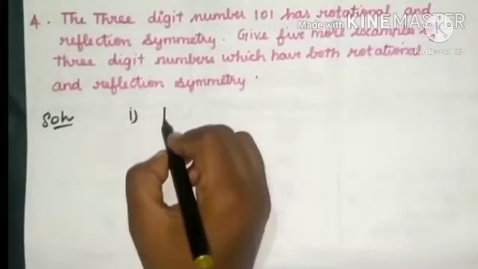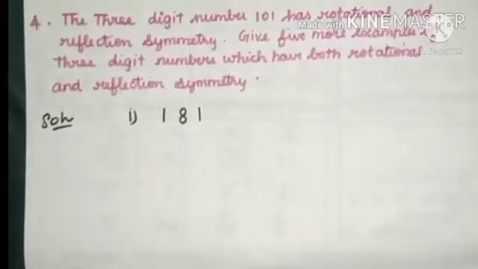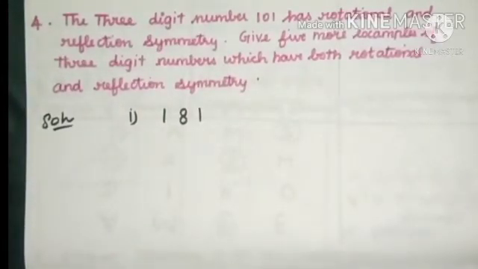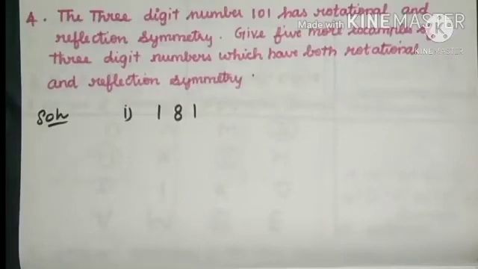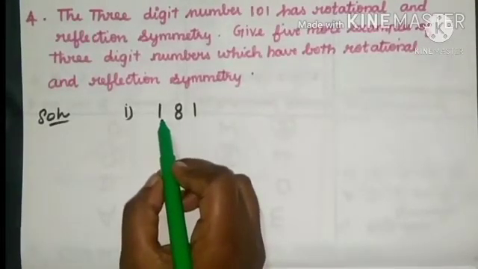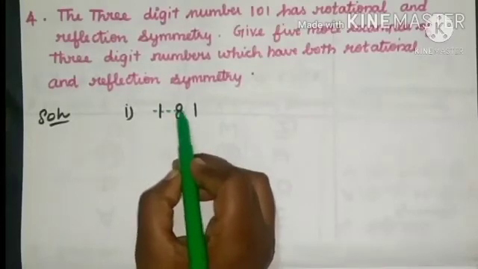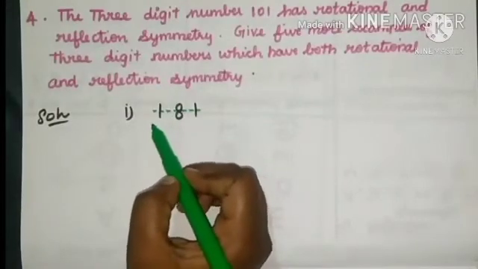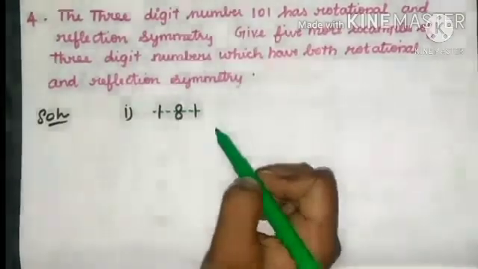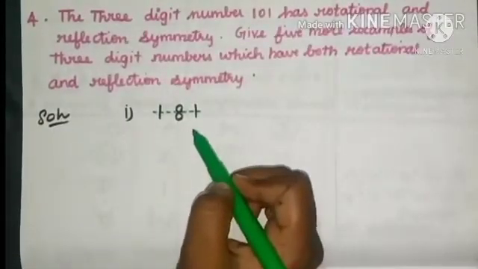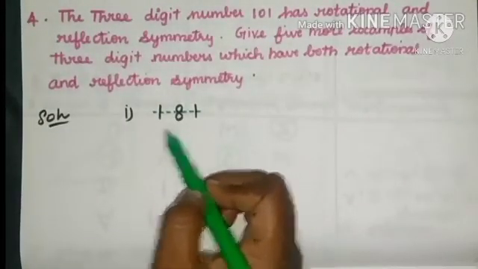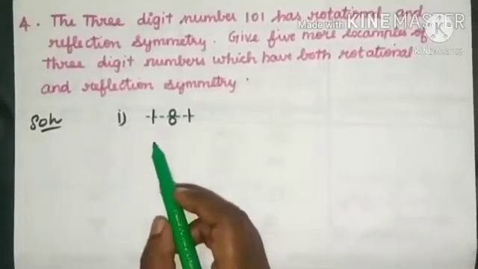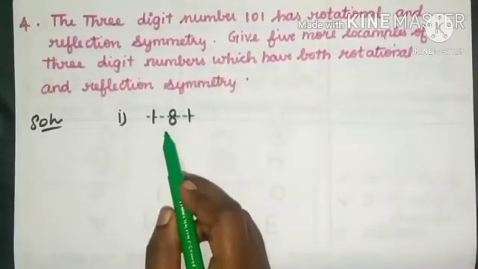The number 181. Students, as you already know, if it has a line of symmetry it has a reflection symmetry. Now let's check whether the number has a line of symmetry or not. See, if we cut it horizontally, it divides into 2 equal parts. Therefore, the number 181 has a line of symmetry. So, the number 181 has also reflection symmetry.